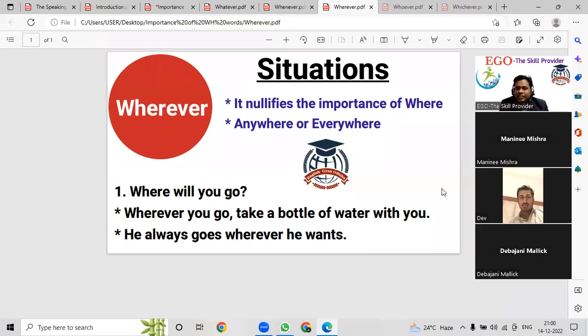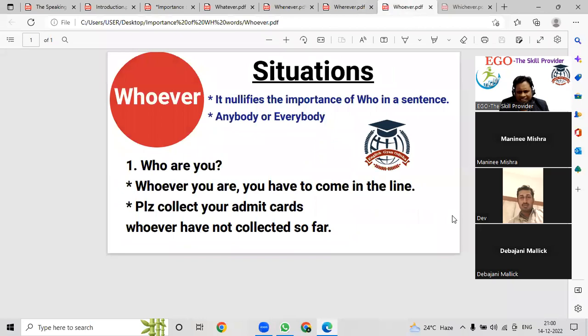The next one is called whoever. The same formula applies. Whenever I say who are you, that means exactly I want to identify that person. Suppose I ask all the people who are with me, who are you? No, I am not supposed to ask. You know why? Because I am familiar with you.